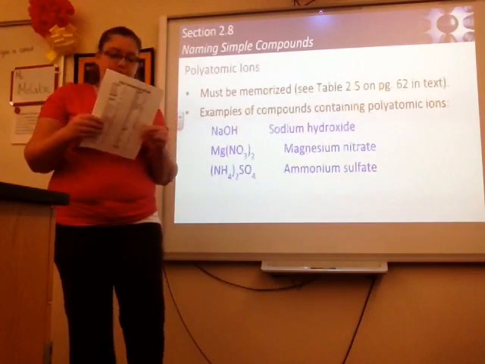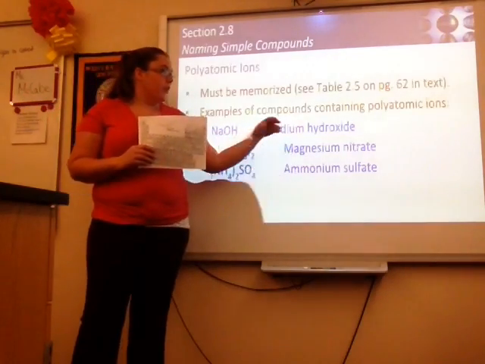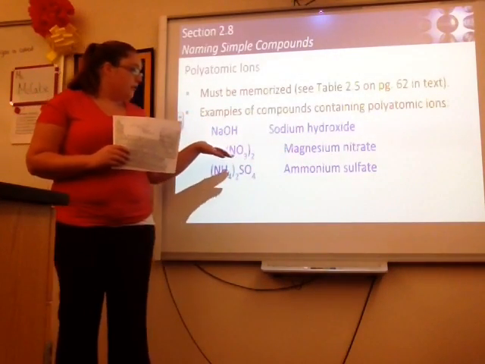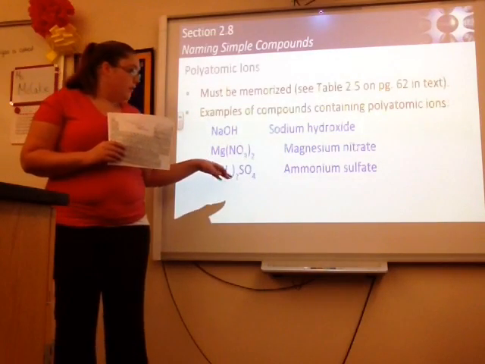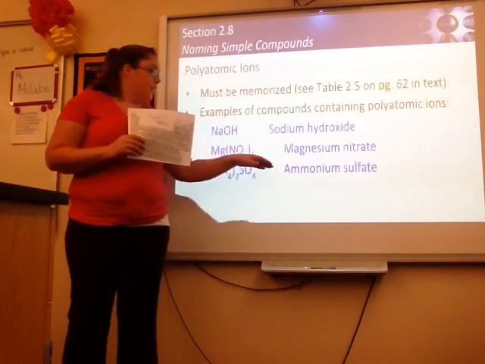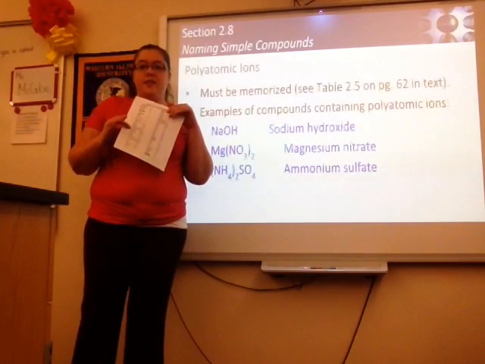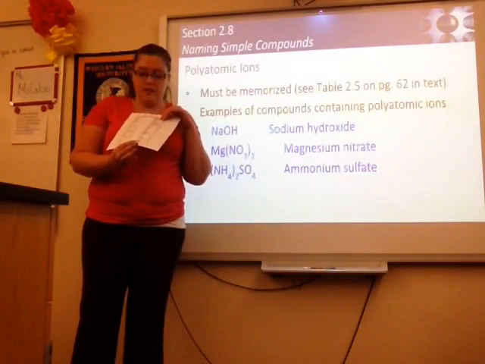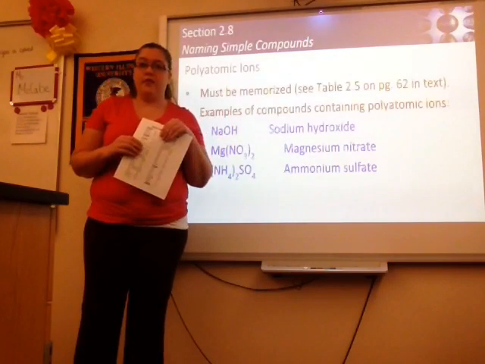It's really hard to memorize all of these, and I understand. We'll work on it. For example, you've got NaOH, which is your sodium hydroxide, Mg(NO3)2, which is magnesium nitrate, (NH4)2SO4, that's ammonium sulfate, and those are all on the back of your periodic table. I have listed all of them, or you can refer to your textbook. They're also in there as well.